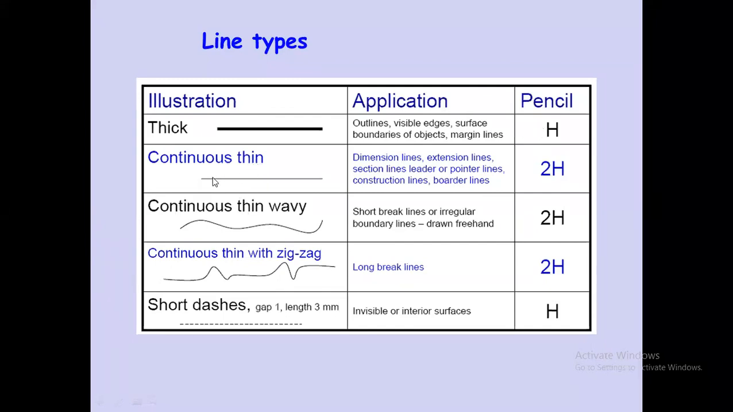Continuous thin means, see the difference, it's thick and it is thin, and it is used for dimension line, extension line, section line, leader pointer lines, construction lines, border line, etc. It is done with the help of a 2H pencil. If the pencil name is 2H then it is thin, or you can use the pen pencil also, in the different types of leads, thick and thin lead.